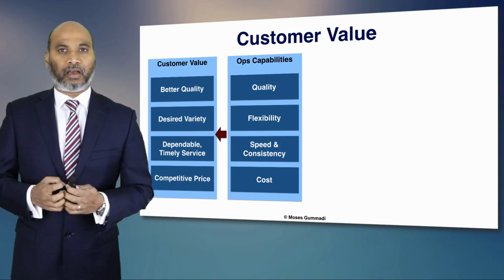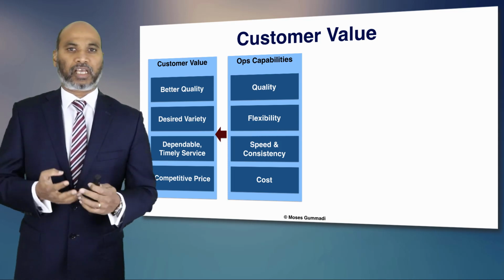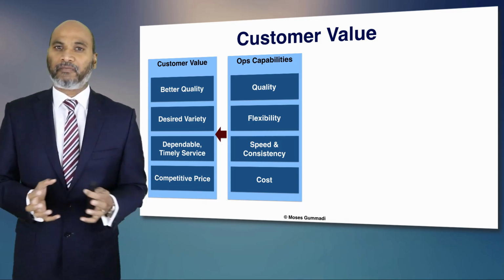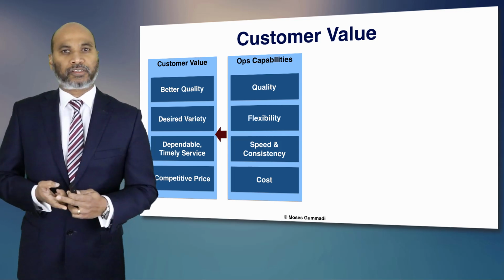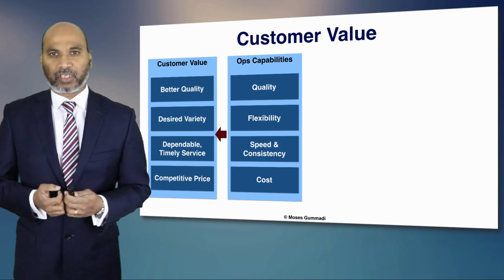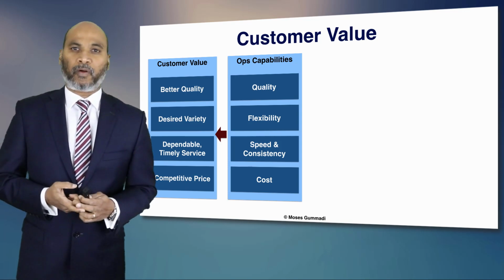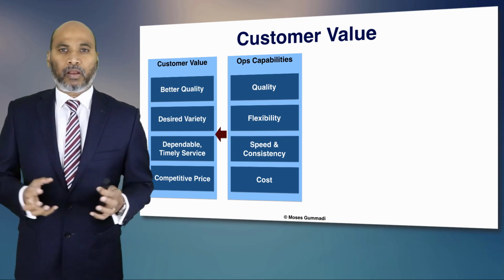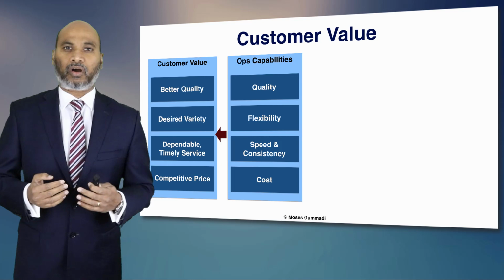That will depend on what kind of capabilities emerge out of it, and we need to have these capabilities, such as the ability to produce quality products and services, flexibility within the operations to be able to deliver the desired variety, and the speed and consistency of operations to ensure dependable and timely service for the customers, and finally, of course, managing the costs within the operations to be able to provide the goods at a competitive price. Now, all of these capabilities cannot be built together because some of the requirements are contradictory.